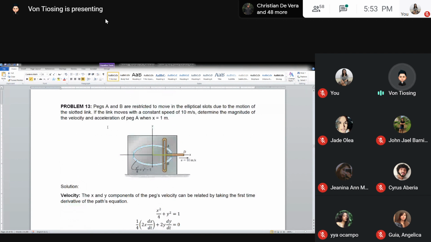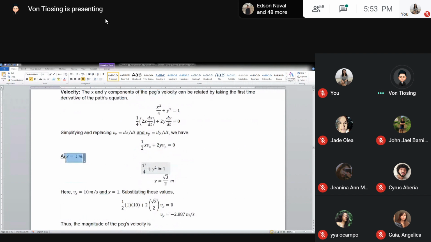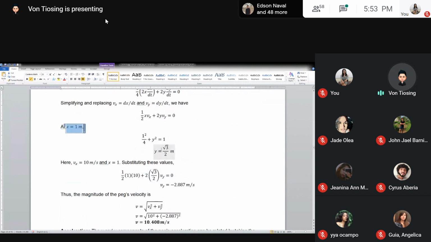Hindi ko na kinonsider yung negative, no? Kasi ang hinahanap natin is for A. Ang peg A is always at the positive direction. So, hindi naman siya pupunta dito sa ilalim. So, hindi magiging negative yung value ng y niya. Okay? So, nasa na tayo. Ayun. So, x is 1 meter and y equals square root of 3 over 2. Substitute mo siya dito. So, 1 ito.